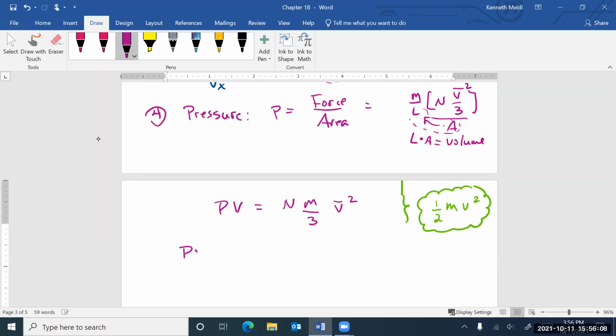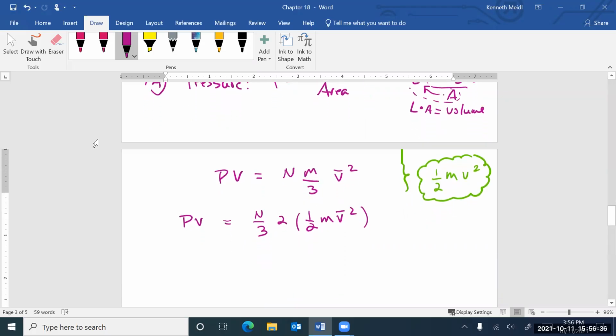So I've got a P times a V. And let's just leave these other things alone for the time being. I've got this N all over 3. And what I really want here is a 1/2 mv squared. And so if I put in a 1/2 there, I'm going to multiply here by a 2 so they cancel out. And I have exactly what I had here before. And this looks pretty good to me.